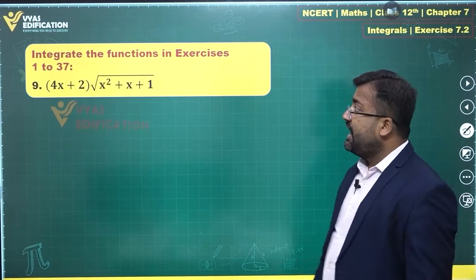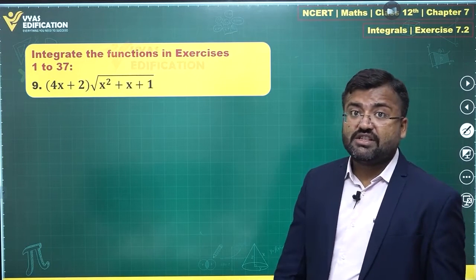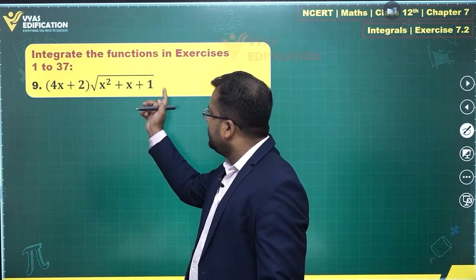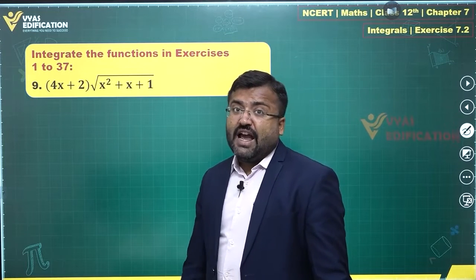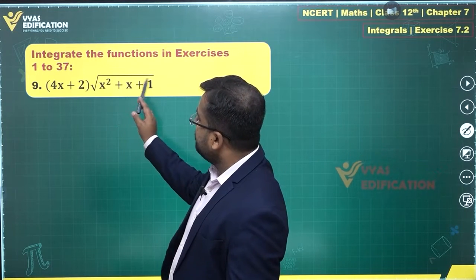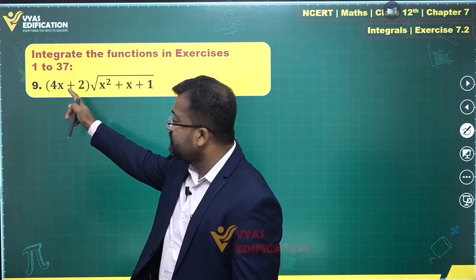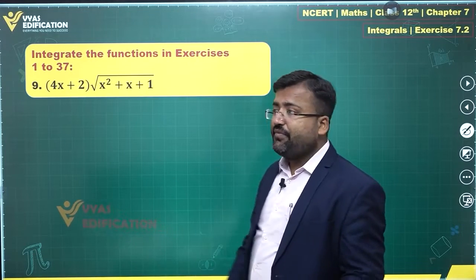In the 9th question, we have 4x plus 2 outside, and under the root we have x square plus x plus 1. It looks complicated, right? So you can use the substitution x square plus x plus 1 equal to t. But for that, the derivative of x square plus x plus 1, what is that? 2x plus 1 should have been outside. Now, this is 4x plus 2, but we can take out a factor of 2 common. This becomes 2x plus 1 times 2, yes?